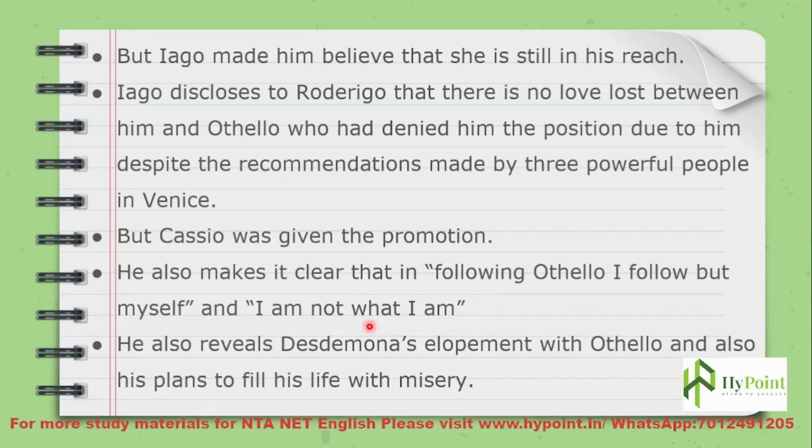See, even though you see that I follow the orders of Othello, inside I'm not following Othello, and you are seeing me as a great friend to Othello, but I am not what I am. I have some other intentions in my mind, and this itself is a kind of mysterious thing. From this dialogue itself, we can understand that Iago is going to do something very tragic, that will cause immense misery and tragedy in Othello's life. And he also reveals Desdemona's lament with Othello, and also he plans to fill his life with miseries.